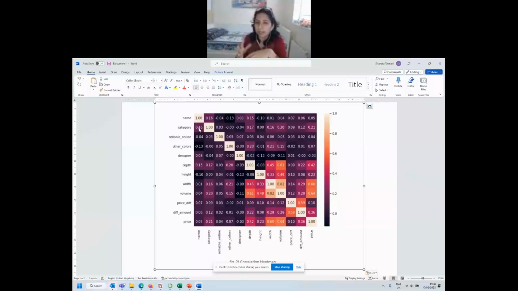So this color has meaning in this. If it is dark purple, then it is negatively correlated. If it is light orange, then it is highly positive, right? So from dark to light, they are increasing from -1 to 1, right? Sometimes we use red and blue color coding, so that does not impact.